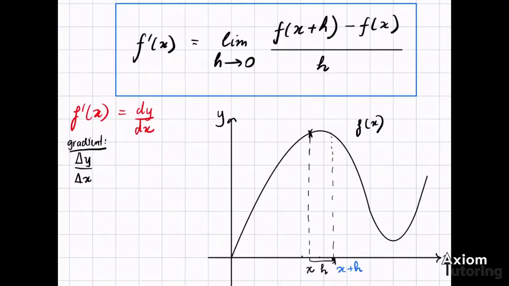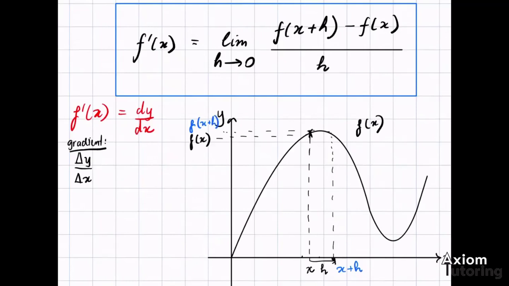Now, what are the corresponding y coordinates for each? Well, for x, the y coordinate will just be f of x, because f of x is our function. And for x plus h, it's just going to be f of our x coordinate, but our x coordinate is now x plus h. So it's f of x plus h.